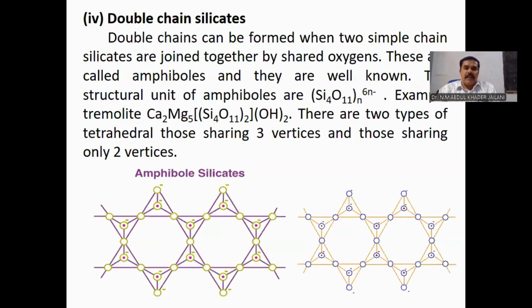The double chain silicate forms when two simple chain silicates are joined together by shared oxygens, called double chain silicates. They are generally called amphiboles. The formula is (Si4O11)n 6n-. There are two types of tetrahedra: some tetrahedral units share three vertices and some share only two vertices.